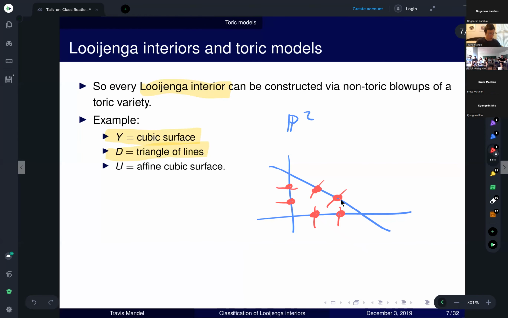Oh, and the proper transform of the boundary here. If you actually embed this in P3 as a cubic hypersurface, you can find a hyperplane section whose intersection with this is the toric boundary. It is these 3 lines, the proper transform of those 3 lines. So your boundary D. Then the complement of D will be an affine cubic hypersurface, something cut out by a degree 3 polynomial in x and y in affine 3-space.